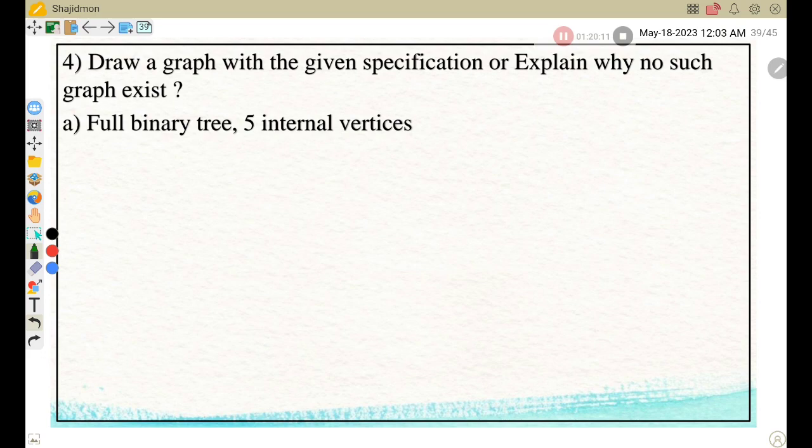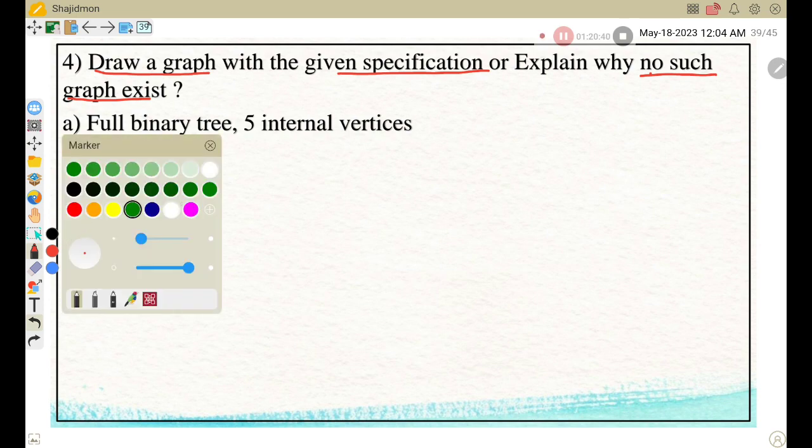Now question number 4. So let me go to question 4. What is question 4? Draw a graph with given specification. Some specification will be given. Draw a graph, or explain why no such graph exists. If we cannot draw, just tell why that graph does not exist. That is the question.